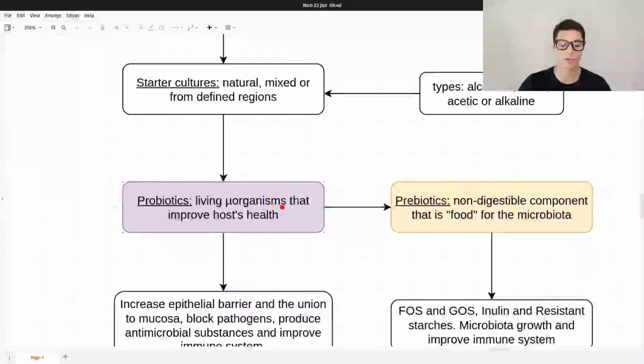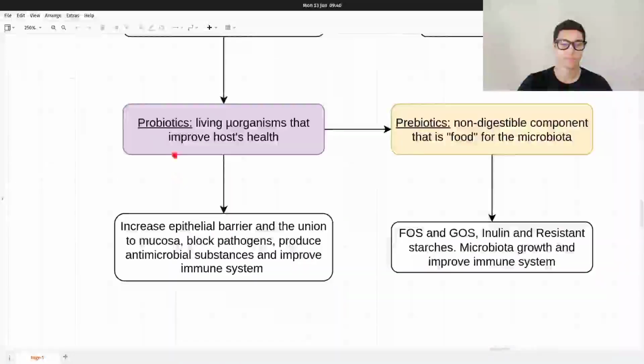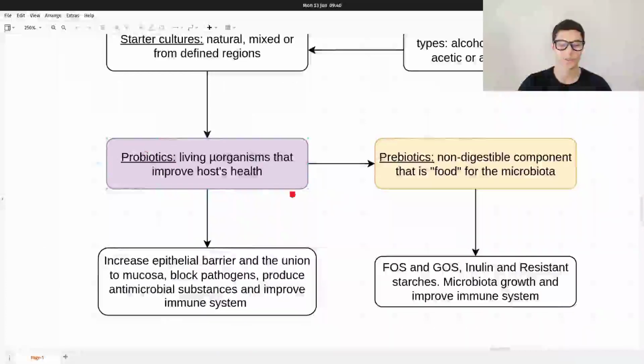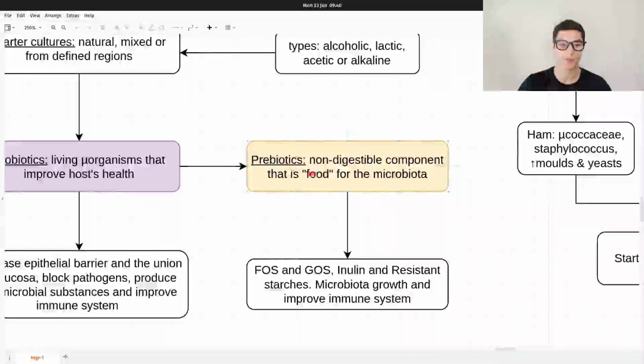Probiotics is a living organism that improve the host's health because they increase the epithelial barrier and the union to the mucosa. They block the pathogens, they produce the antimicrobial substances, and improve the immune system. So probiotics are living microorganisms that are present in food that will grow in our gut and give us those benefits. If we talk about probiotics, we need to talk about prebiotics.